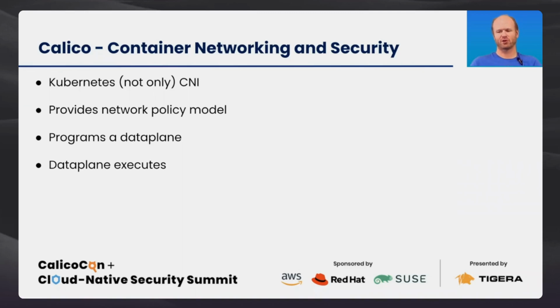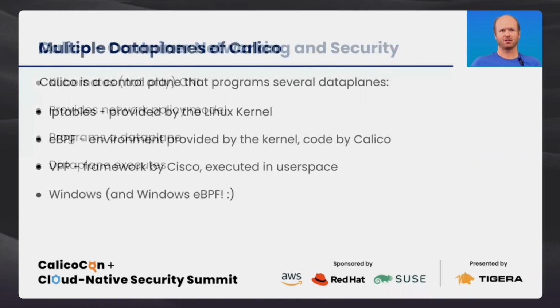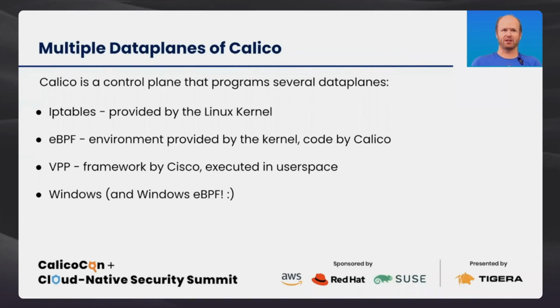Calico is pretty much a control plane that gathers information from the environment, compiles it together with the user-provided policies, and programs the data plane, and the data plane executes the rules. Calico can work with multiple data planes. Traditionally, it works with iptables. iptables are provided by the Linux kernel, and Calico only programs the iptables rules.